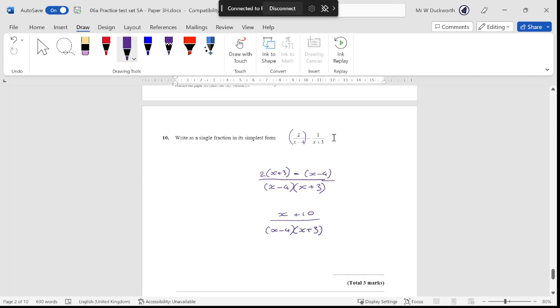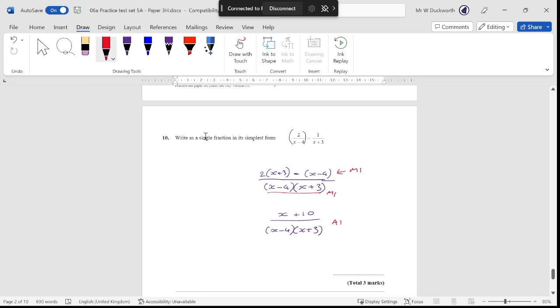Okay, and marks for that were, if you've got them over a common denominator, so that's the common denominator, you picked up a method mark. If you've multiplied out the brackets, M1, it's really that line there, and then an A1 for simplifying. So I've not written on the answer line, but that's fine.